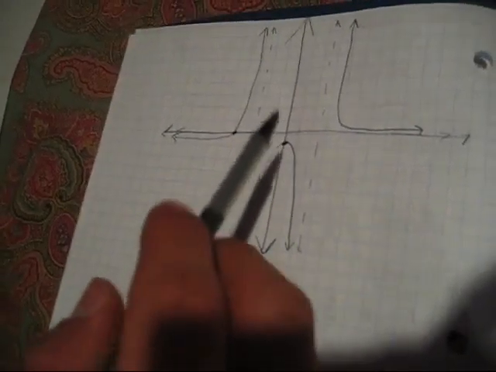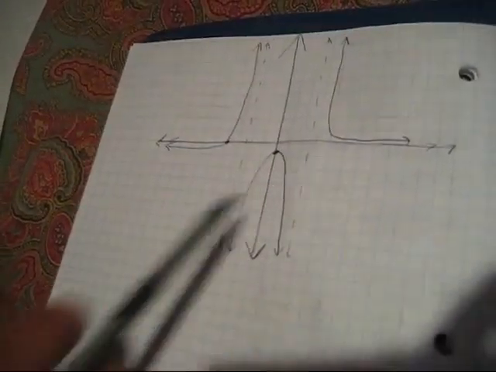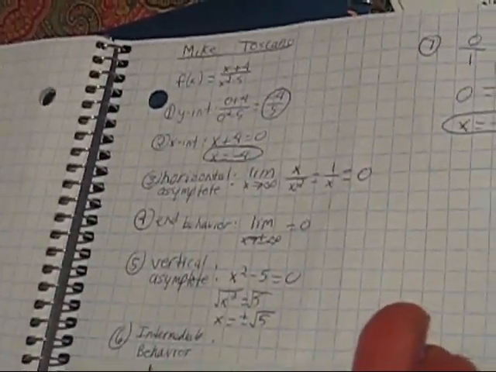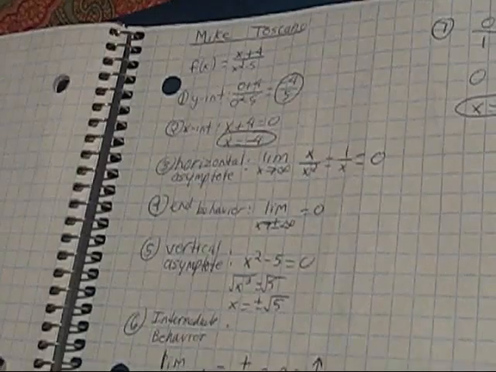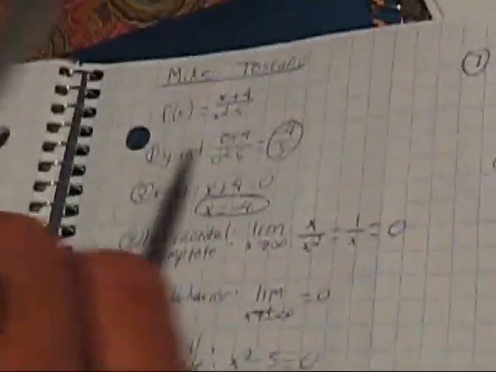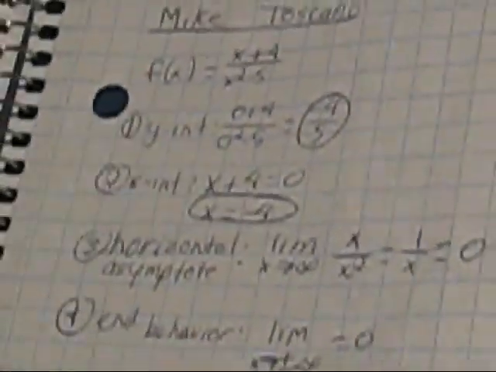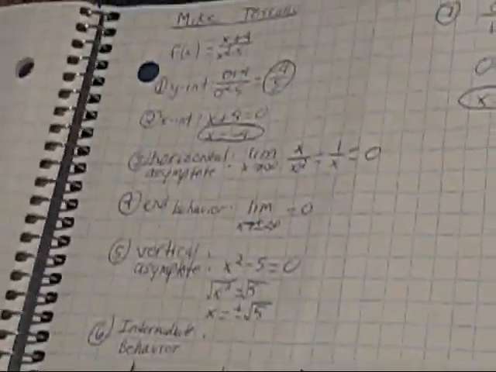Okay, so in conclusion, there will be no removable discontinuities because there is no simplifying in the beginning equation, so there's nothing to cross out. It is also not a slant asymptote because the greatest exponent in the numerator is not greater than the greatest exponent in the denominator.